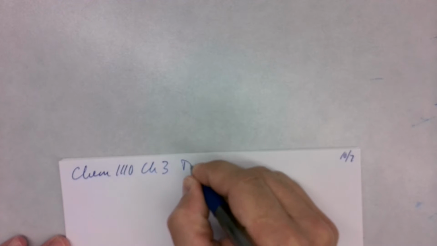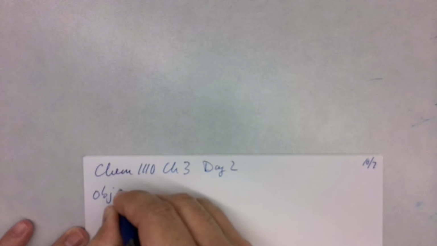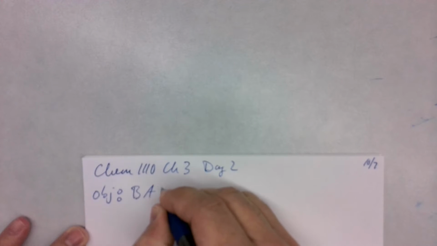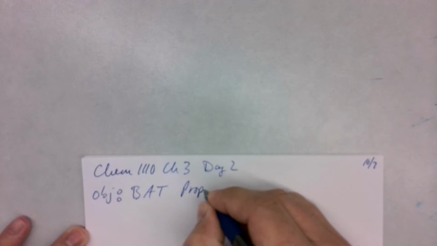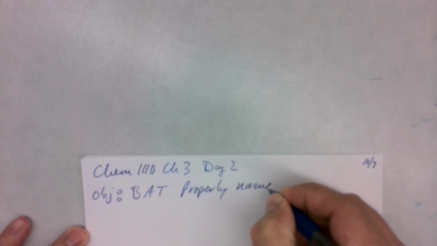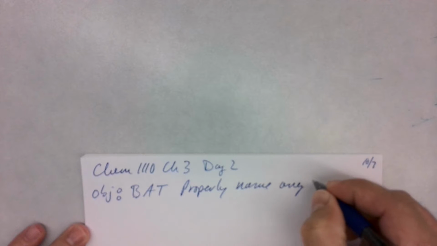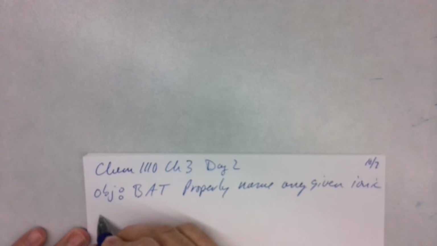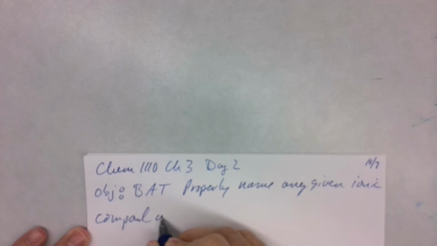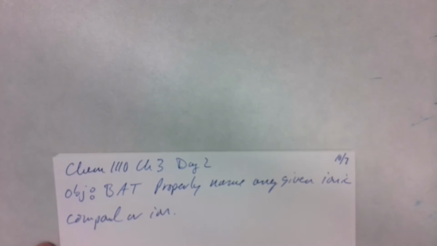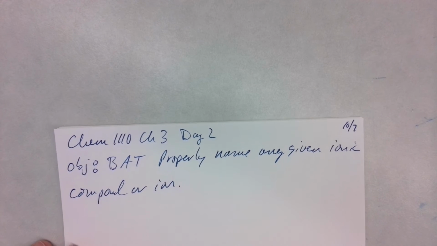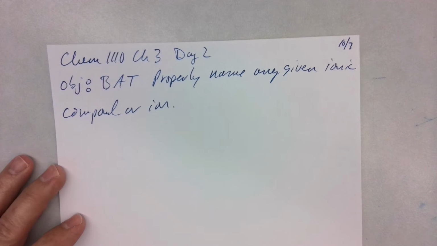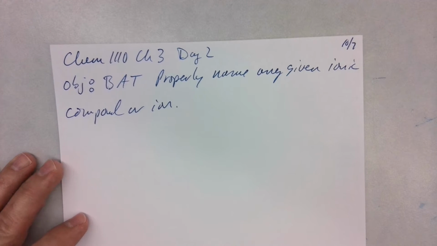Chapter 3, Day 2. And our objective is going to be to be able to properly name any given ionic compound or ion. Now, good thing we're not waiting 5 minutes. Alrighty, now, we're going to wrap up Chapter 3 today.